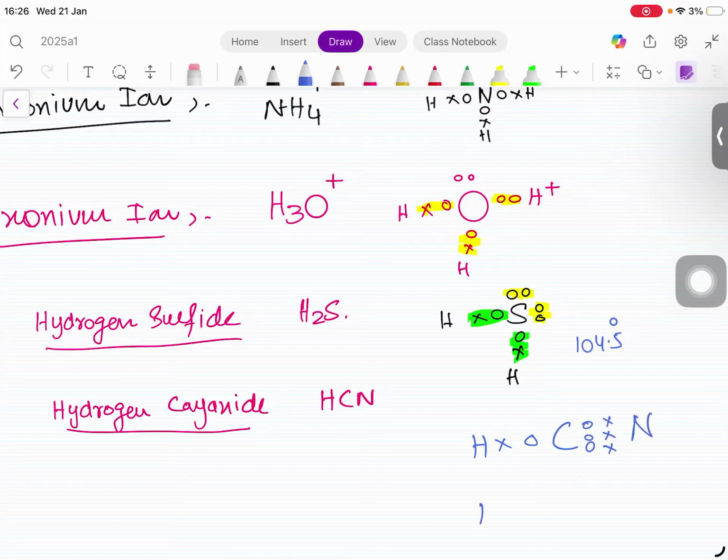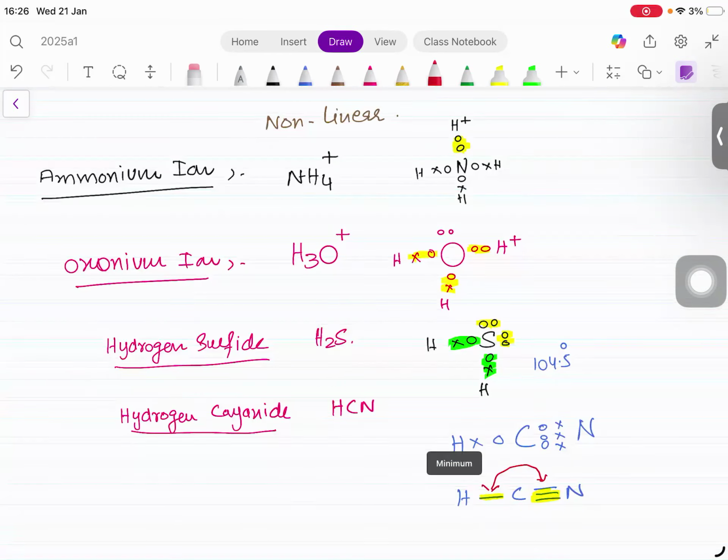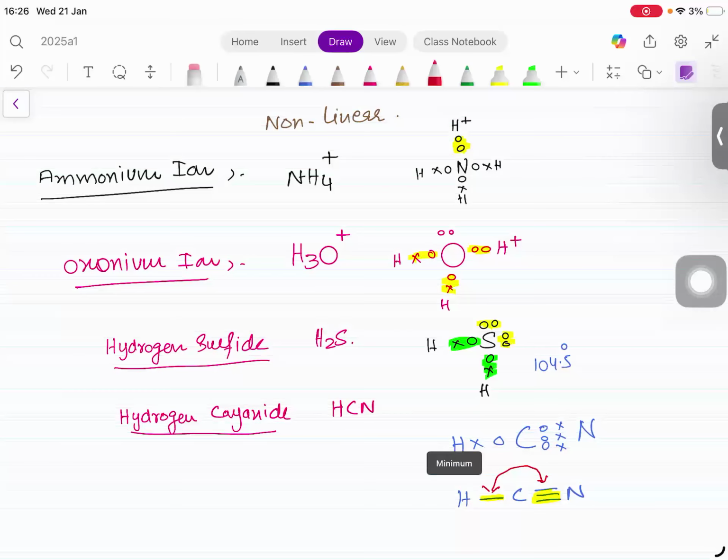If you look at this, one bond pair on this side, and a triple bond is also considered as one bond pair. So how many bond pairs? Two bond pairs. When there are two bond pairs, they repel each other like this. And what is the angle? 180. And what is the shape? Linear. So it's a linear shape with a bond angle of 180.